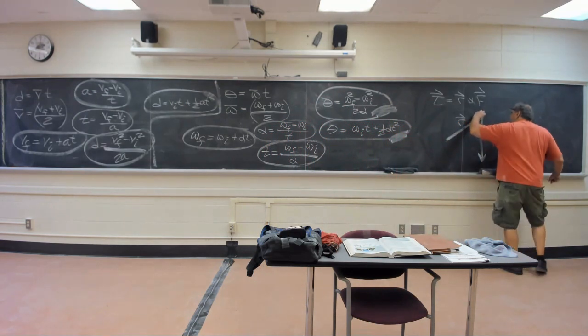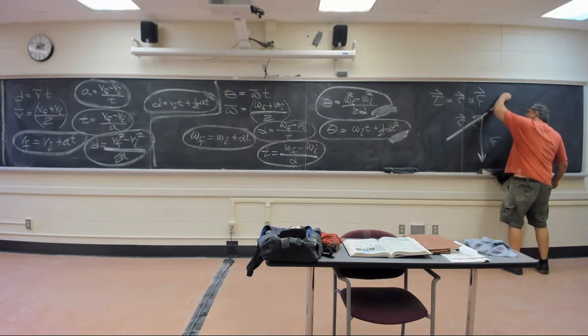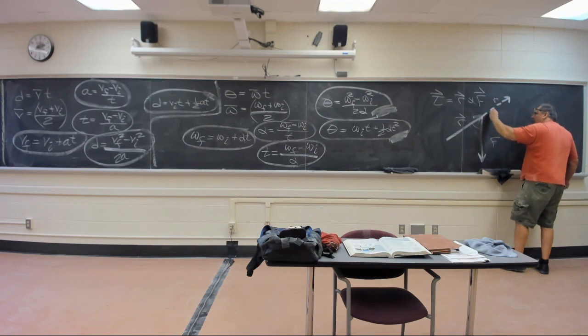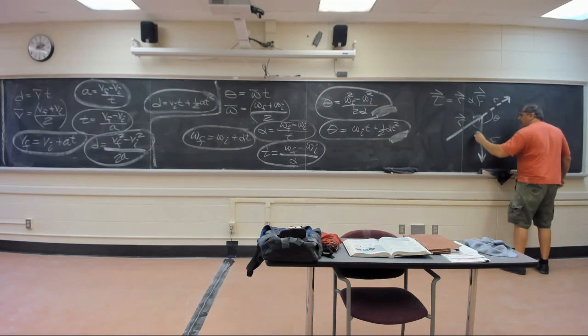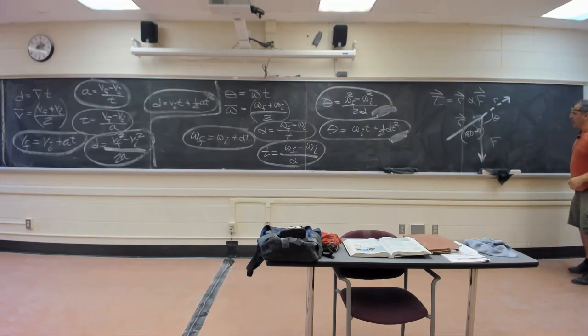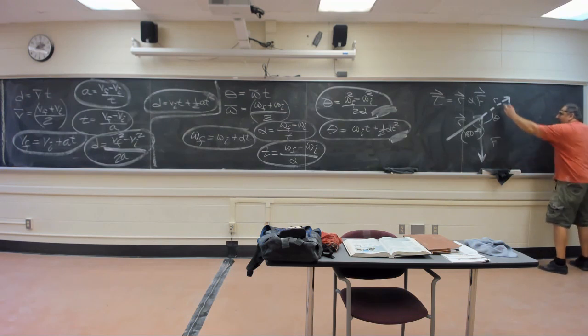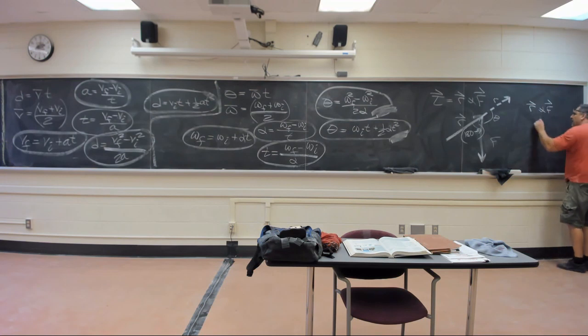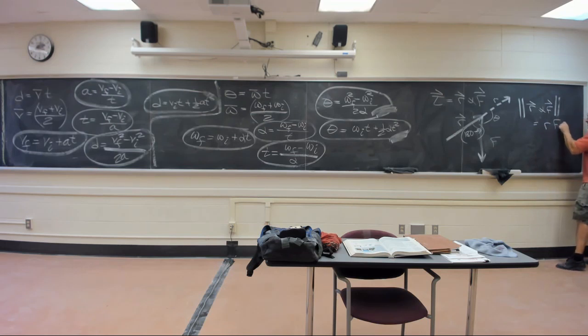If you extended this guy like this, R, and this is theta, this right here would be 180 minus theta. One's theta, the other one's 180 minus theta. R vector cross F vector, the magnitude of it is how big R is, how big F is, times the sine of the angle between them, the sine of theta.